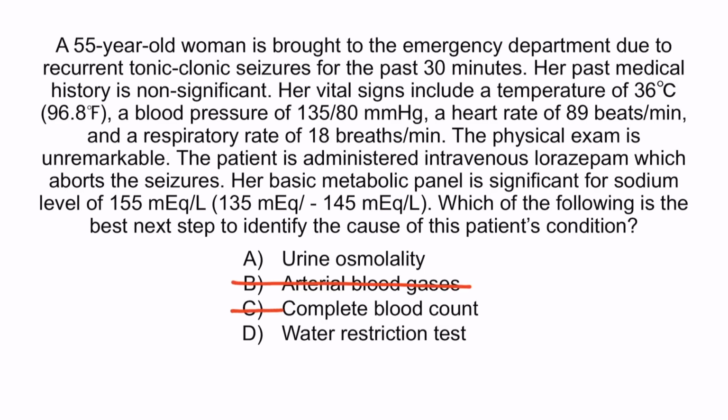Options B and C are incorrect because although arterial blood gases and complete blood count can be ordered in a hypernatremic patient, they do not typically help us identify the cause of hypernatremia. Finally, option D is incorrect because although the water restriction test helps us differentiate between the types of diabetes insipidus, we must first order urine osmolality to see if diabetes insipidus is the most likely underlying condition. And that concludes our lecture on sodium disorders.